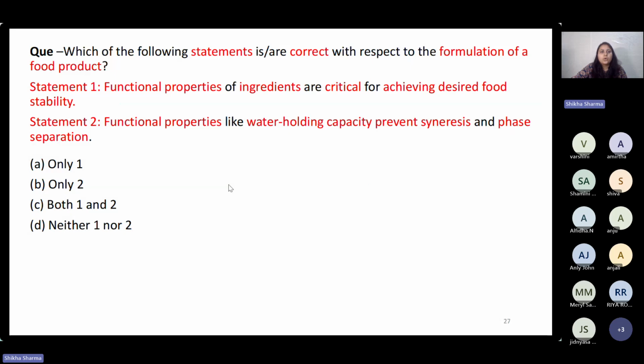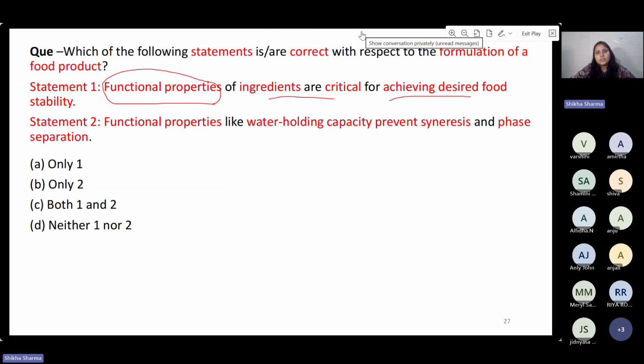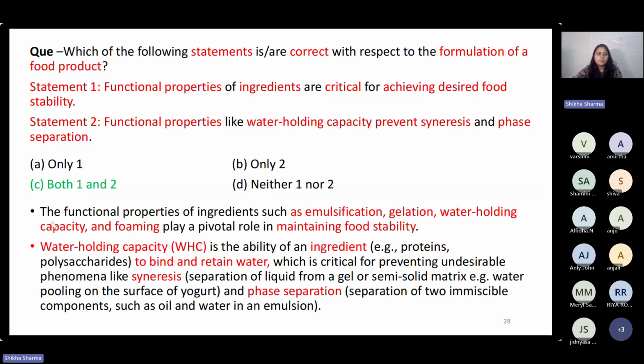Which of the following statements are correct with respect to the formulation of a food product? Statement 1 is telling about the functional properties of the ingredients which are critical for achieving desired food stability, and statement 2 is saying that functional properties like water holding capacity prevent syneresis and phase separation. Anyone who would like to answer this question? So Shiva is saying C, which is both 1 and 2 are correct. So he is correct.